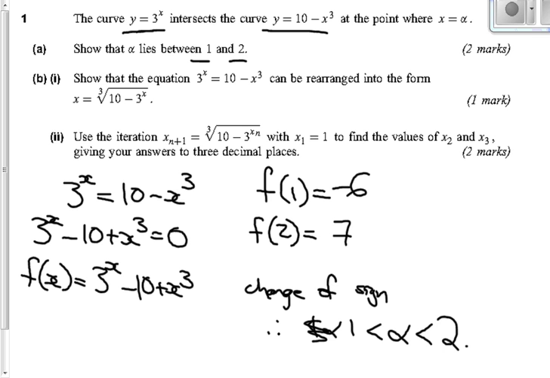You can't just write, therefore, there is a root. You can't just write, therefore, a root lies between them. You need to write something more than just that. Part B then.